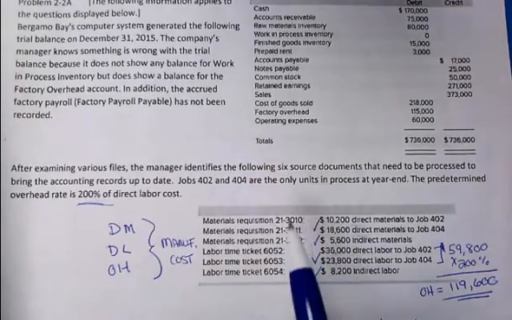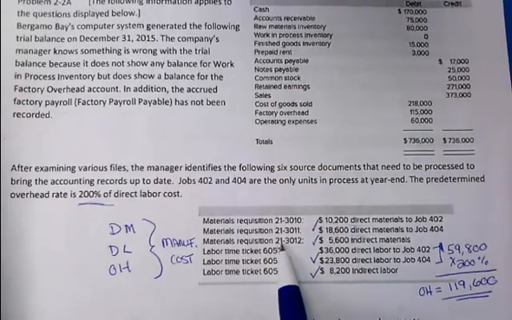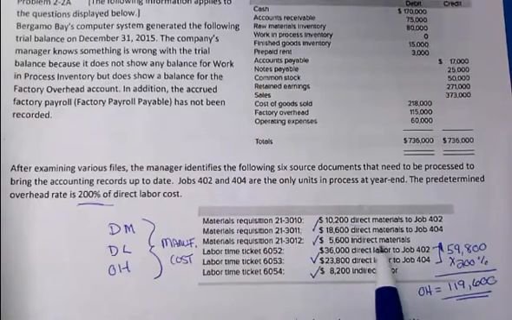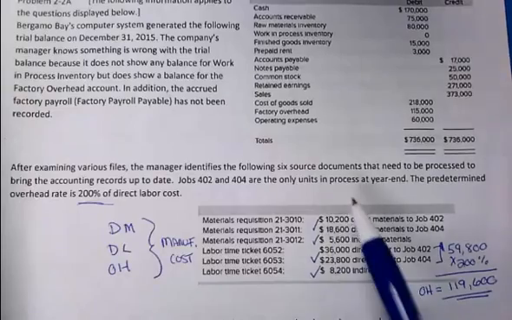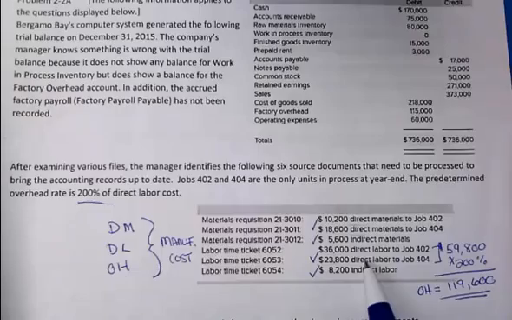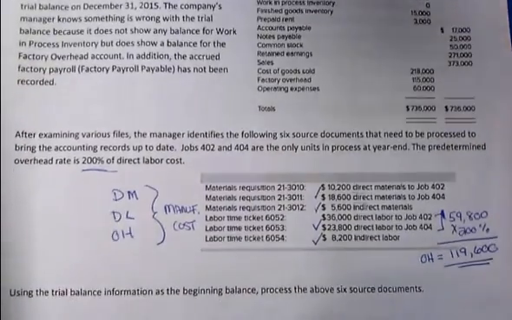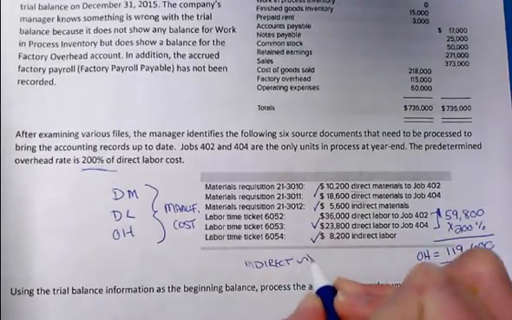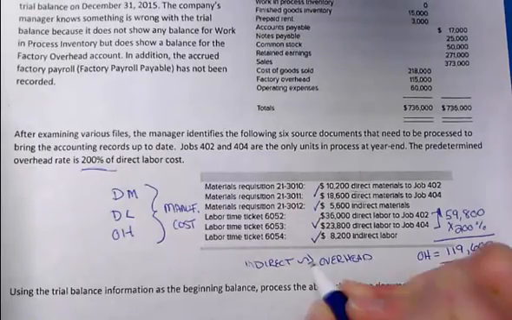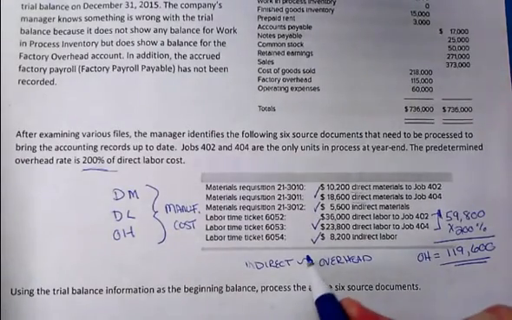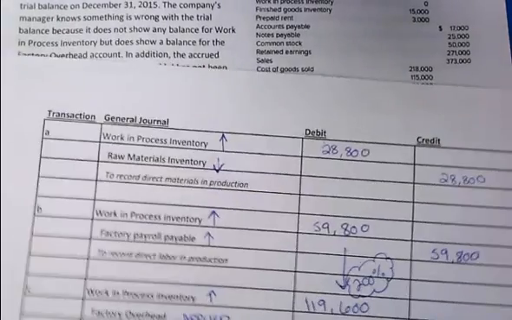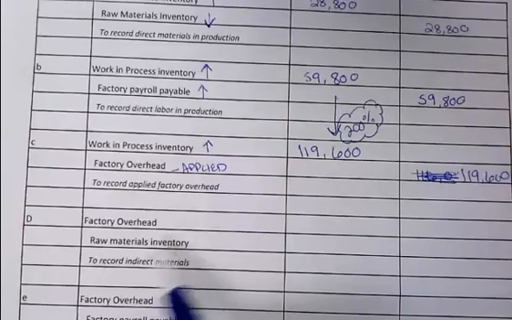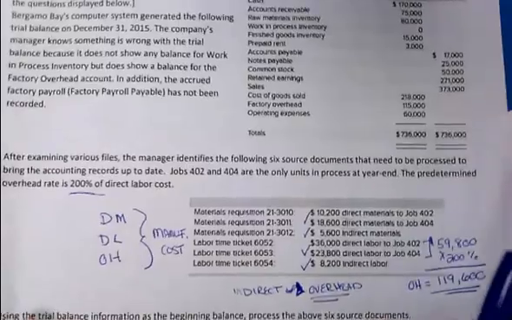The next thing I'm going to do is record indirect material. Requisition 21-3012 for $5,600 has not yet been recorded. Any indirect material goes into overhead. This is a fundamental vocabulary word you need to understand. Direct items go into work in process. Indirect go into overhead. Overhead captures all of the indirect cost for a job. The amount of raw materials that were used indirectly is the amount from that requisition we just saw. $5,600 indirect. Indirect goes straight into factory overhead.